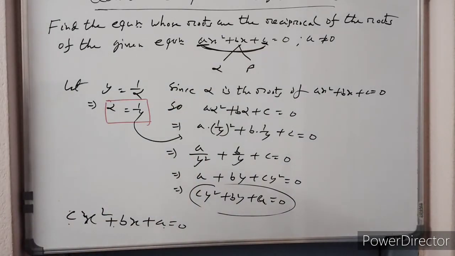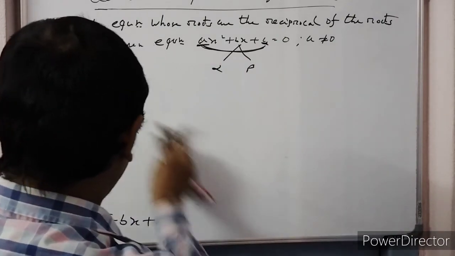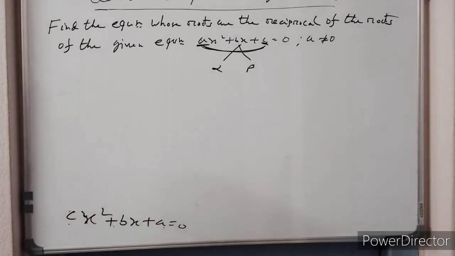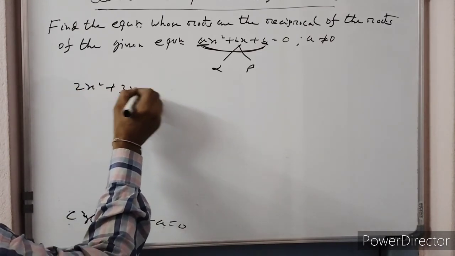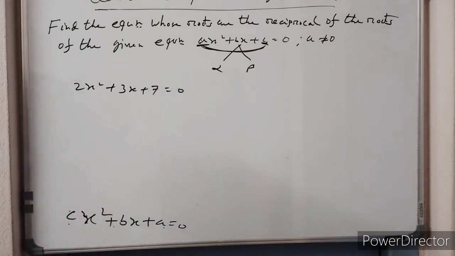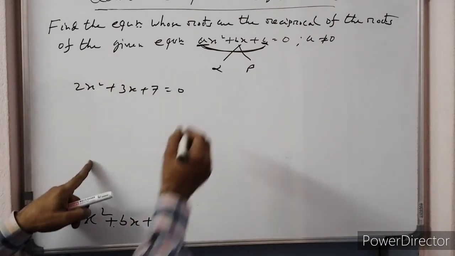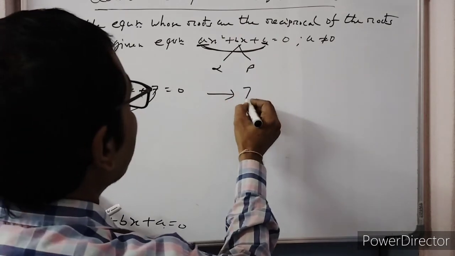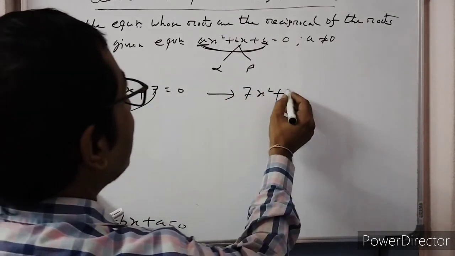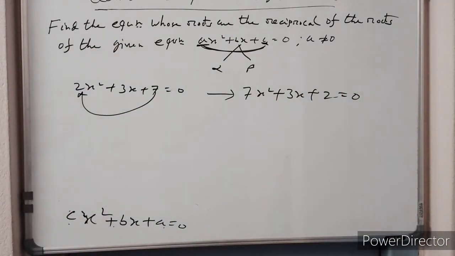As an example, suppose the equation is 2x square plus 3x plus 7 equal to 0. We have to find the equation whose roots are the reciprocals of the roots of this equation. The reciprocal equation will be 7x square plus 3x plus 2 equal to 0.